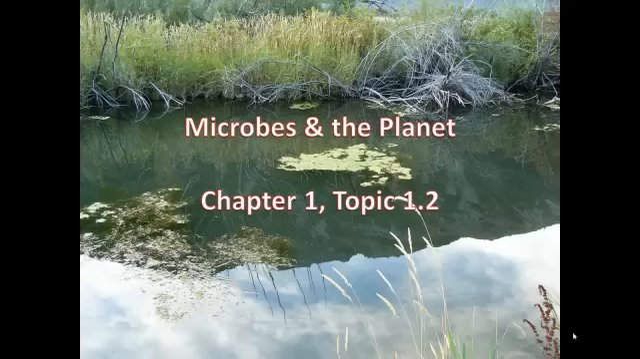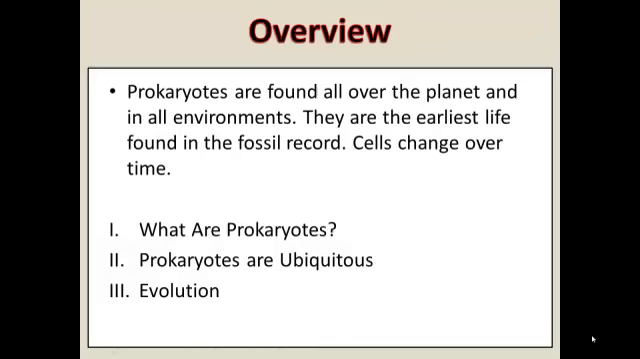Microbes in the Planet, Chapter 1, Topic 1.2. In this topic lecture, we're going to talk about how prokaryotes, or cells without a nucleus, are found all over the planet and in all environments. They are the earliest life found in the fossil record, and we're going to talk about how cells change over time. Specifically, we're going to talk about what are prokaryotes, prokaryotes are ubiquitous, and evolution.